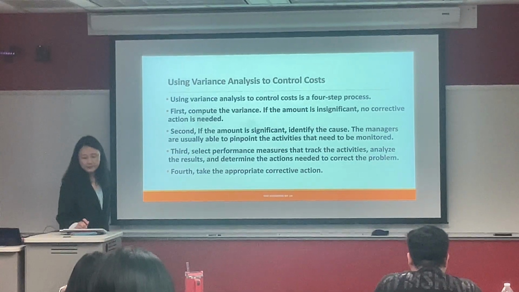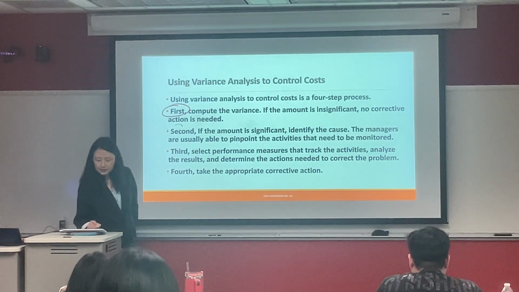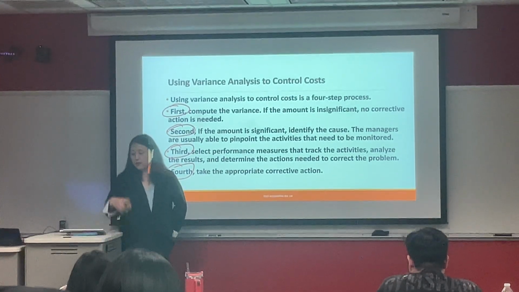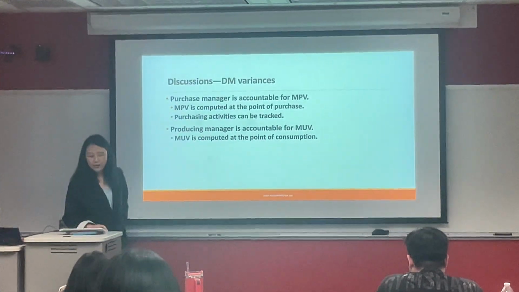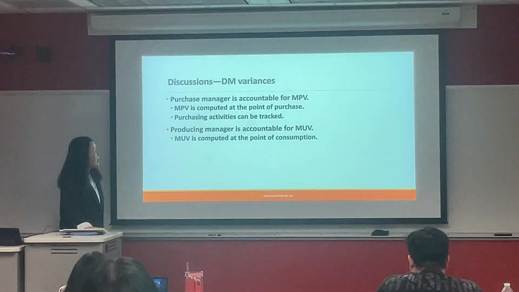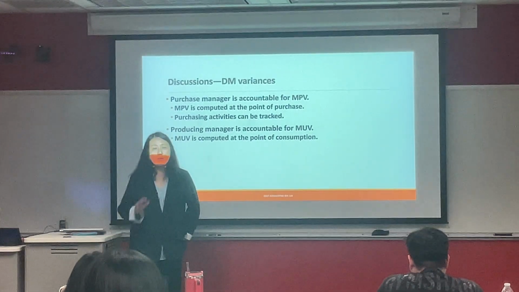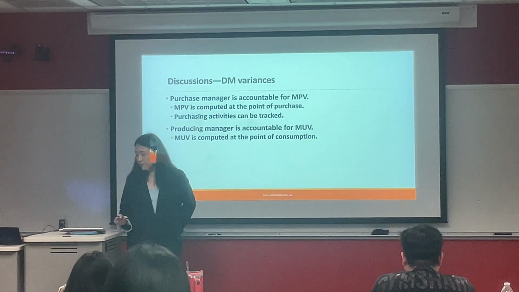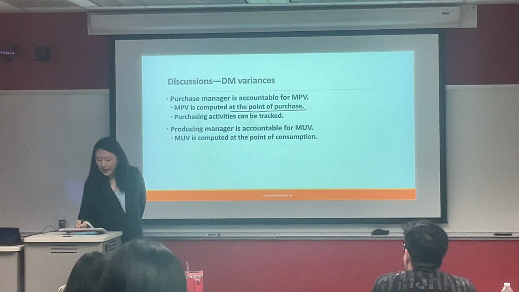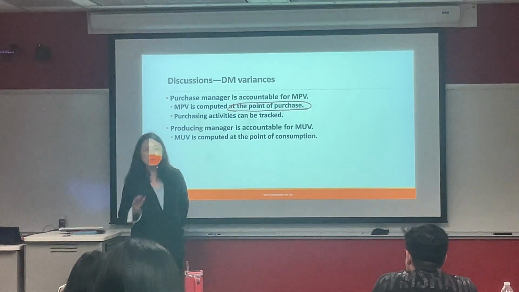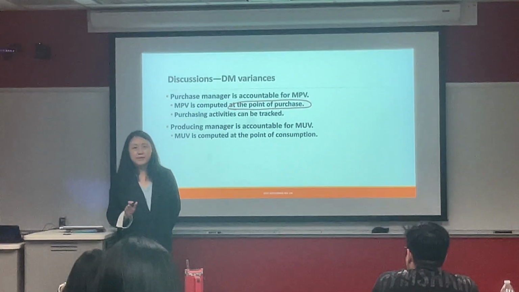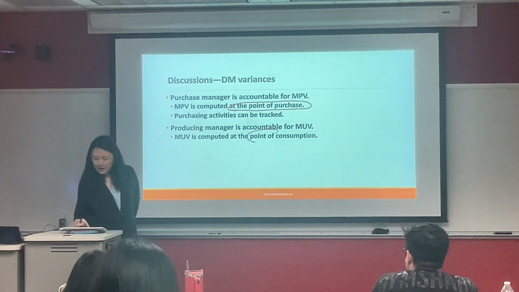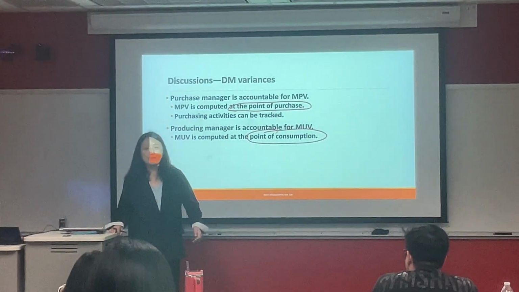We talk a lot about how to use it. It's just four different methods, four different steps. You can read this on your own. Now for material variance, the important thing is you have to know when we actually calculate the variance. For purchasing variance, we calculate at the point of purchase, because it's related to the price, how much we pay for the material. And for the quantity, we calculate at the point of consumption.